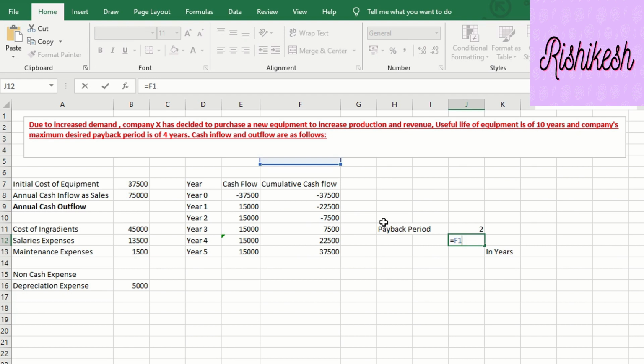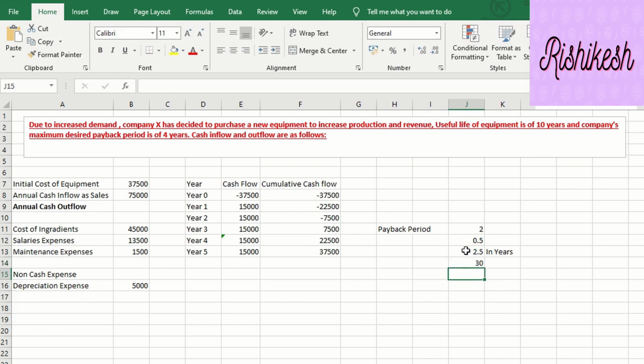And in the third year, you are generating a complete cash inflow of 15,000. So this will be divided by 15,000. Now, why I'm putting a minus in front of it is that I want it to be a positive number, right? So if I press enter, I get 0.5. This means that my net payback period is going to be 2 plus 0.5, that is 2.5 years. 2.5 years in months, if you convert it, will be 30 months. So 30 months is my payback period.